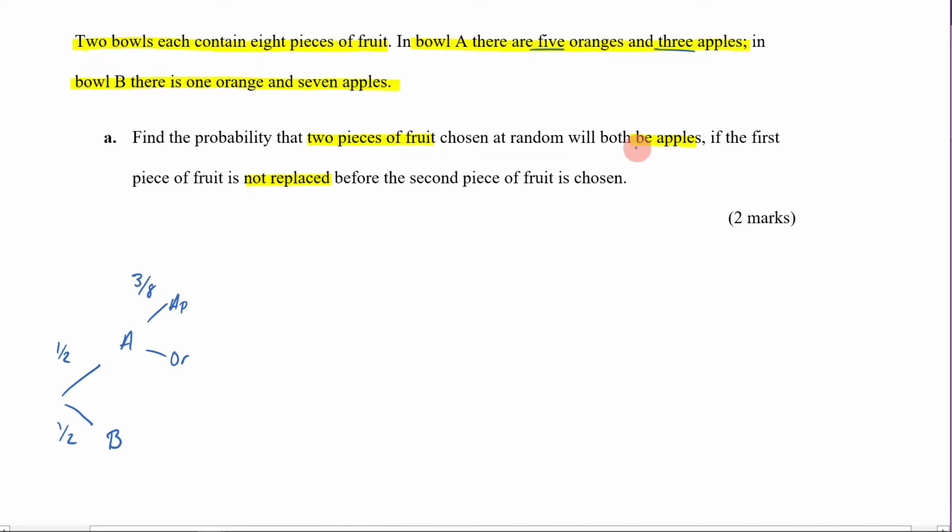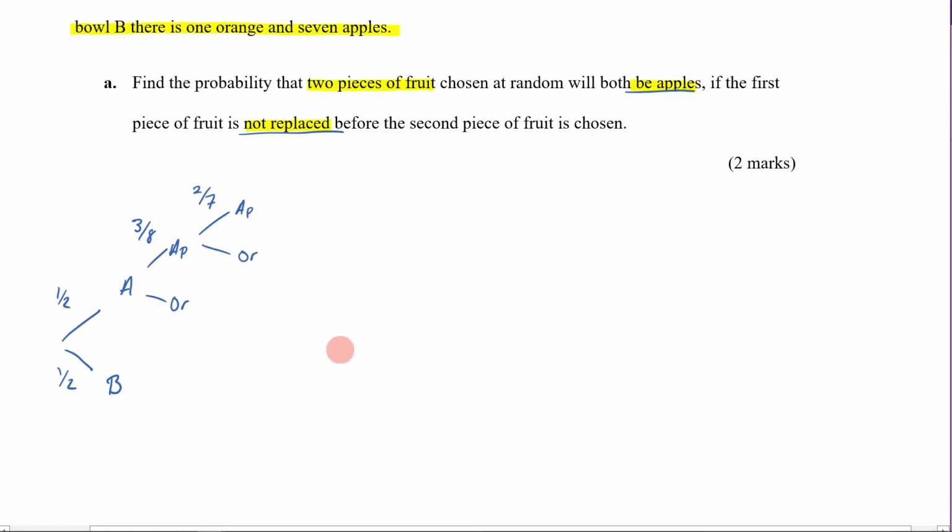Now what we care about is getting 2 apples out in a row. So the probability of getting another apple here, remember we don't care about oranges, will be 2 on 7. Because remember, we're not dealing with replacement here. So we're doing it without replacement, which means we have 1 less apple and 1 less in total.